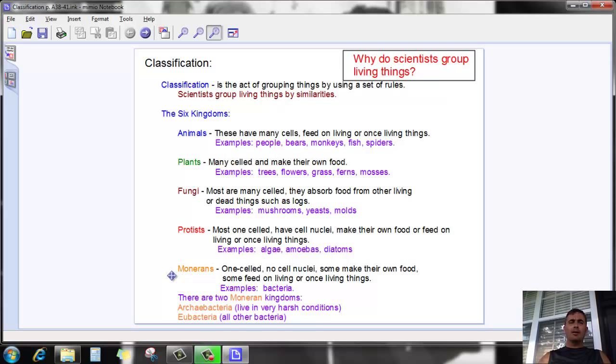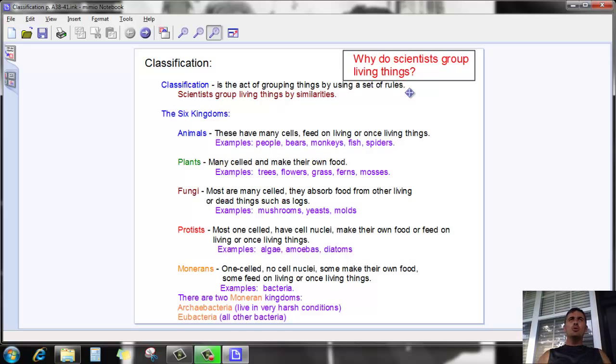And within the monerans, there are actually 2 kingdoms, okay? The monerans themselves would not be a kingdom, but the 2 kingdoms that would fit within the monerans are archaebacteria and eubacteria. So the archaebacteria would be a kingdom, and the eubacteria would be a kingdom. Now, if you don't understand that, don't worry, because we're getting ready to explain it, okay? So let's go back to this idea of using a set of rules that I said we would talk about.